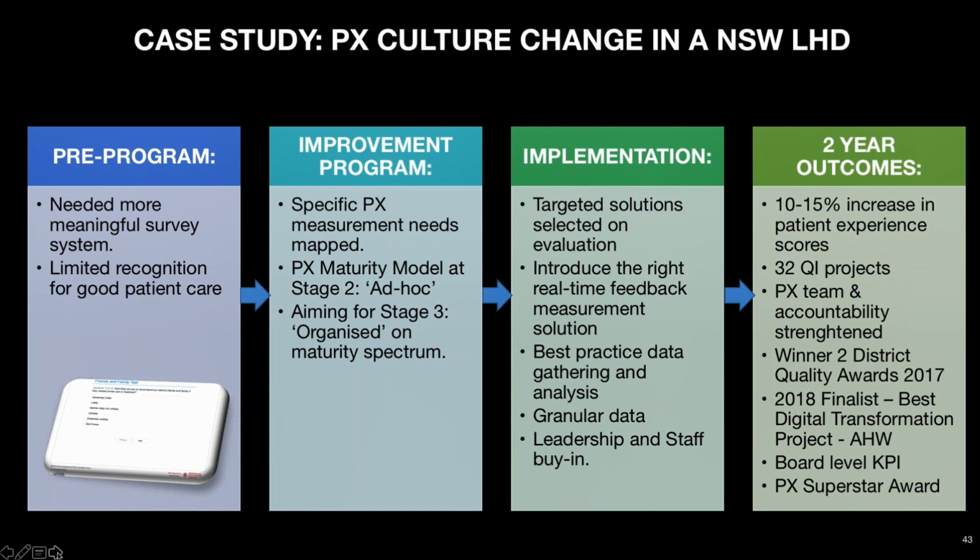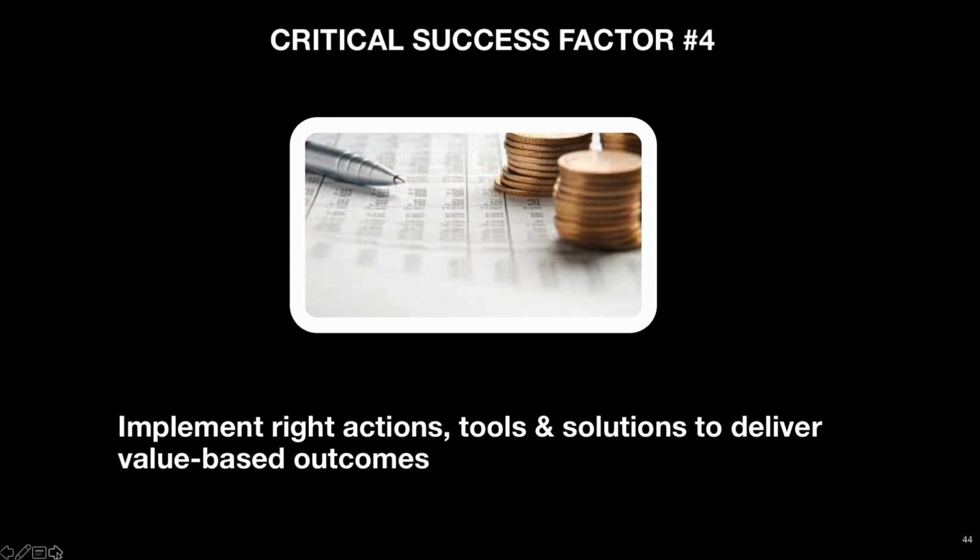And by moving to more real-time feedback, they managed to also introduce a larger number of quality improvement projects. So after 2 years, they had 32 quality improvement projects underway, improved the governance and accountability within their organization by having a patient experience team that was cross-functional, and over a 2-year period, the program of improving patient surveys and feedback won 2 district quality awards and got nominated as a finalist for the best digital transformation project. They were also starting to change culture by actually introducing the KPI around patient experience at board level, and they also introduced a patient experience superstar award. So the reward and recognition program included the recognition award as well.